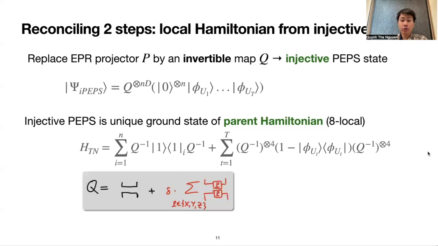And what Q do we choose? So we saw that in step 2, the projector P gives us exactly the computation. So the natural choice is to choose Q to be a little perturbation from P. This is the choice that we make in our work. So the question is, what does the ground state look like for this perturbation of P?